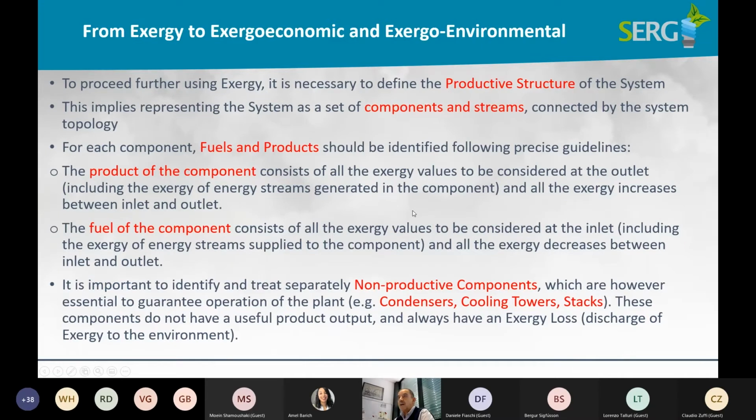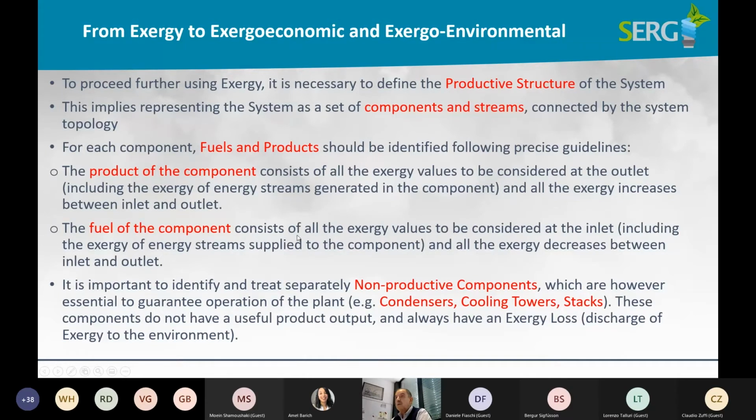To proceed further and to build a bridge to Exergo-Economic and Exergo-Environmental, it is necessary to define the productive structure of the system. And this means representing the topology of the system, having a set of components and streams which should be connected. And within this, you also define for each component a fuel and a product. The fuel is something you spend to make the component work, and the product is the useful effect of the component in principle.